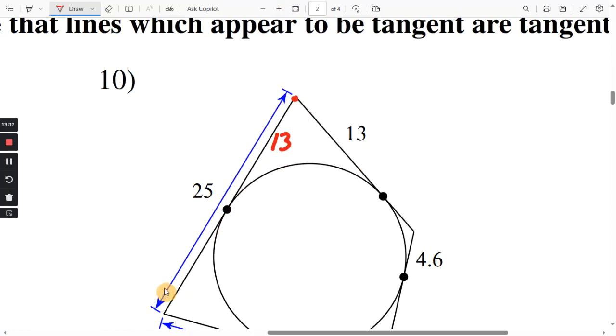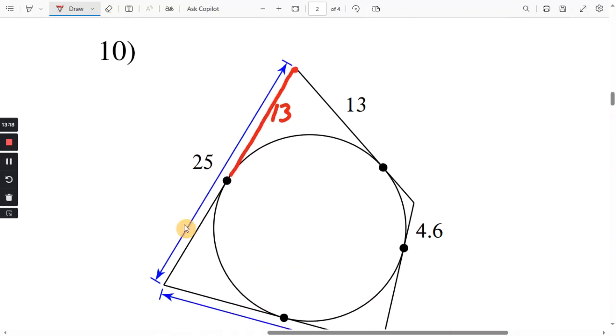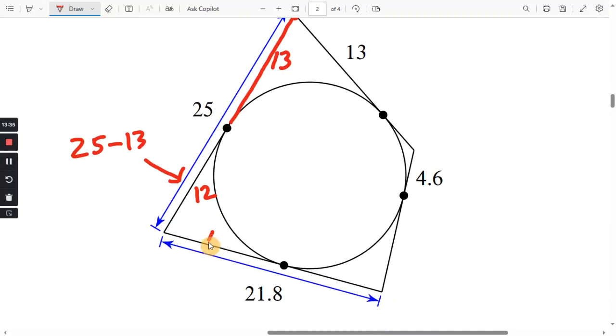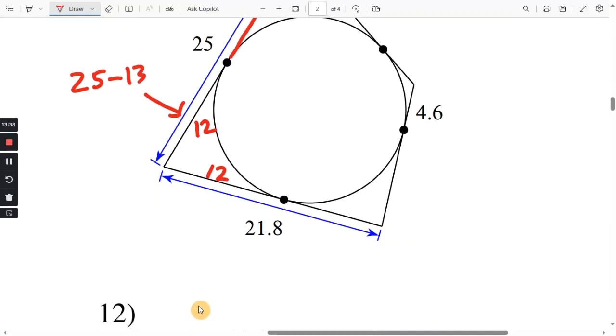If this entire side length is 25 and this length right here is 13, then this length right here has to be 25 minus 13. All right, that's going to be a 12. If this one here is 12, then this one here is also going to be 12. If this entire side length is 21.8 and this side length here is 12, this segment is going to be 21.8 minus 12.